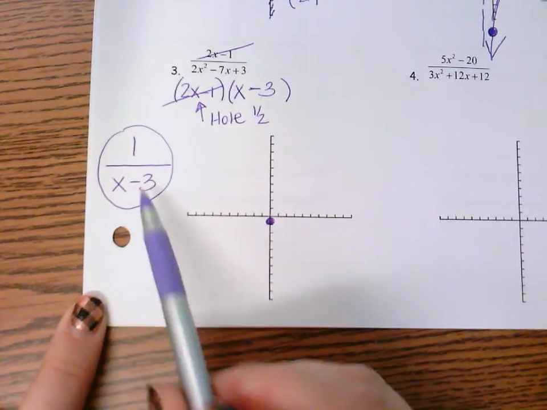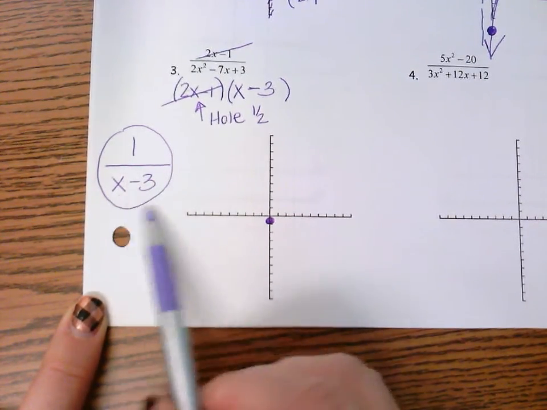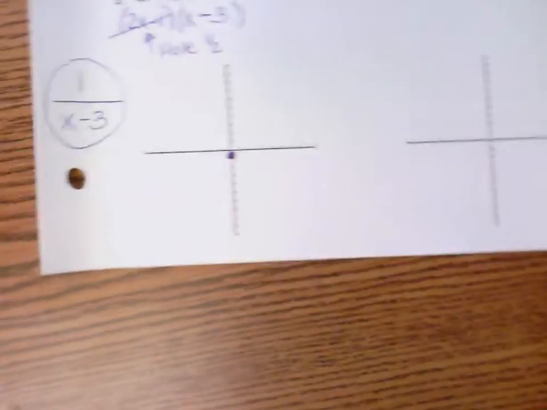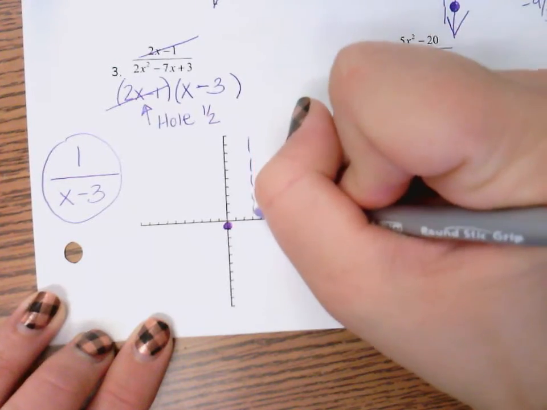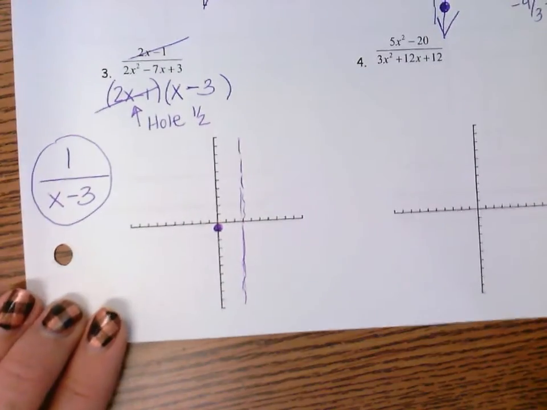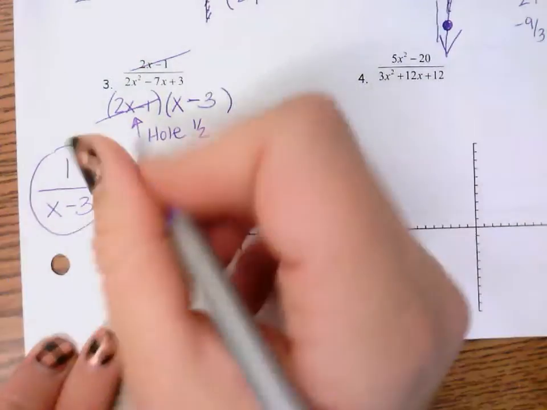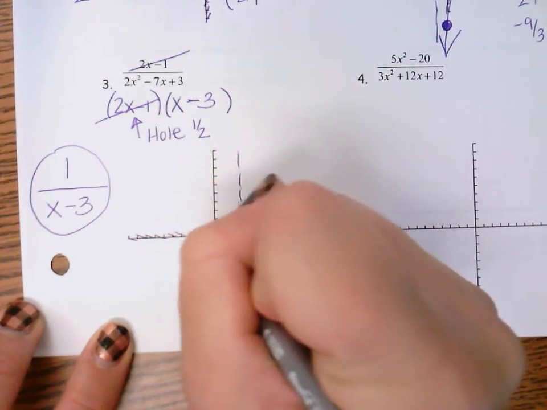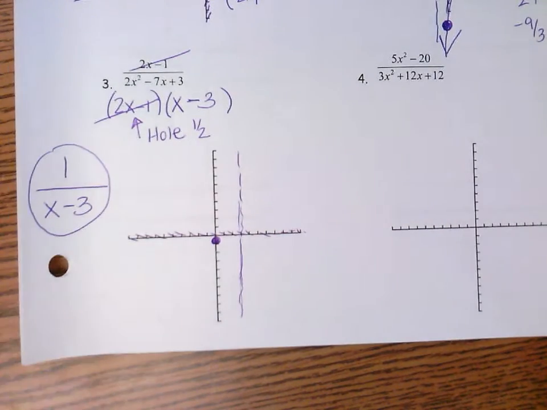Vertical asymptote. What is going to make my denominator undefined? Looks like positive 3. Whoa. So positive 3, 1, 2, 3. All right, so there's my vertical asymptote at 3. And let's see, the denominator has the bigger power this time. So I just have a horizontal asymptote at y equals 0, which should make sense because I did not have any x-intercepts.